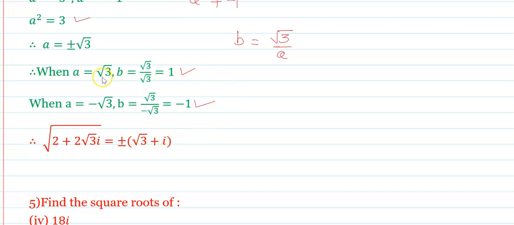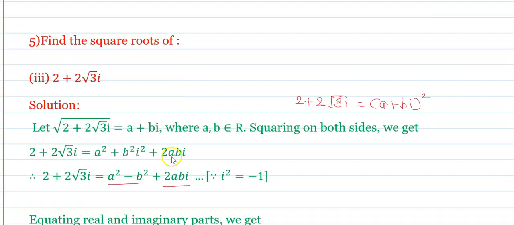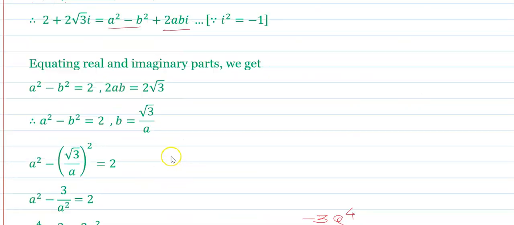Now when a is equal to root 3 and b is equal to 1, then what is it in a plus bi form? That is root 3 plus i. And when a is equal to minus root 3 and b is minus 1, then it is minus root 3 minus i. Okay. And hence the root of 2 plus 2 root 3i is equal to plus or minus (root 3 plus i), bracket complete. Okay. It is an easy question, we solved this type of question in the exercise.